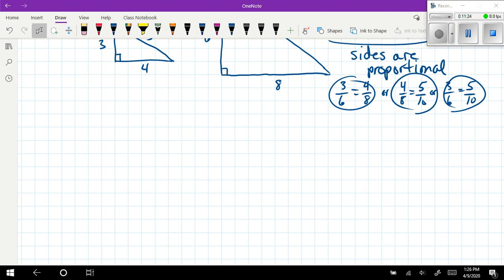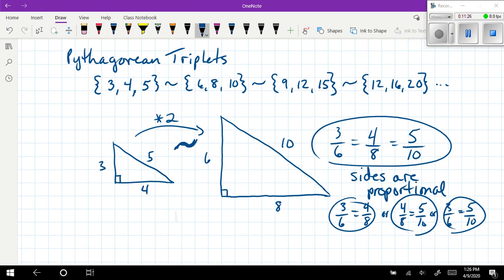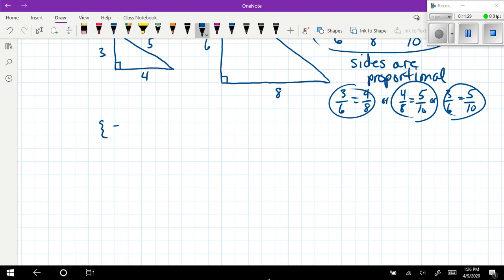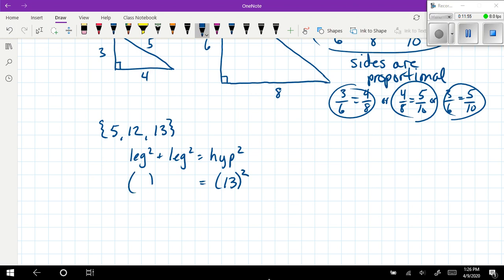Let's see here. Let's go with a 5, 12, 13. And let's prove that this is a Pythagorean triplet and verify it by doing leg squared plus leg squared equals hypotenuse squared. So if this is a right triangle, then the hypotenuse would have to be that 13 because we are talking about the longest side being the hypotenuse. So I put a 13 in for the hypotenuse. And the legs, remember, the legs are interchangeable, so it doesn't matter which one goes where.